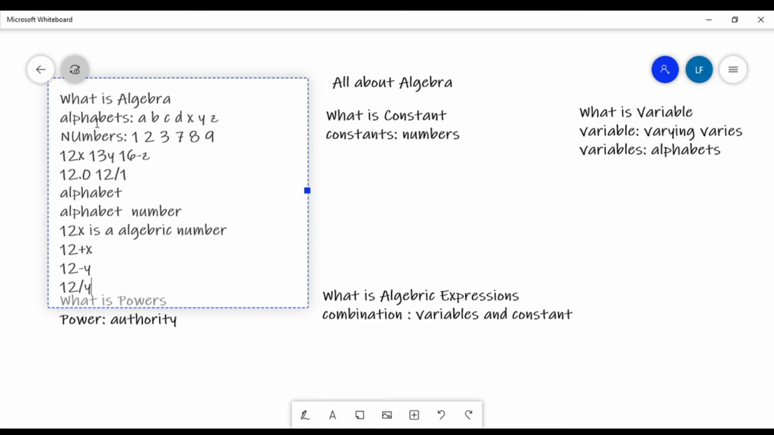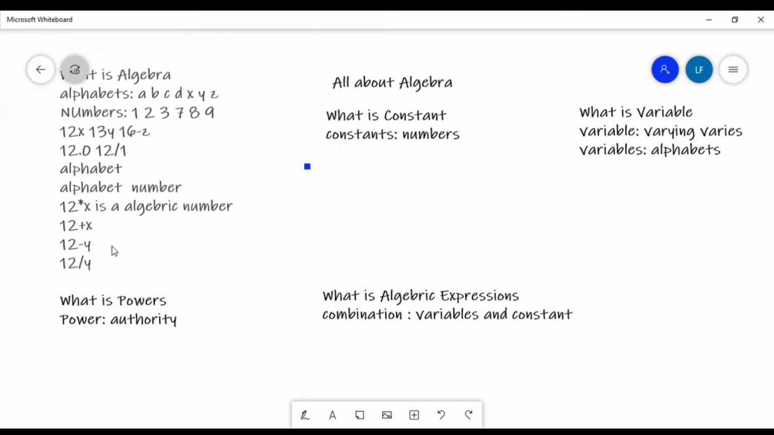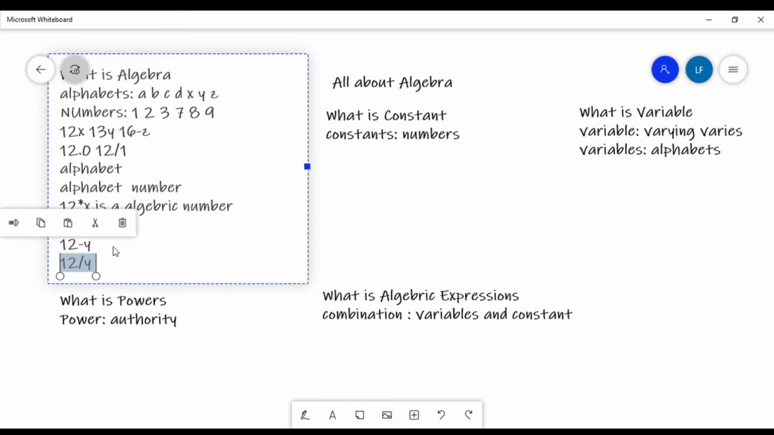For example, 12x is nothing but 12 into x, and this is known as a term. So are these, right? And terms can only be separated from each other by either a plus symbol or a minus symbol. A division symbol as well as a multiplication symbol joins them together and makes them into one term.